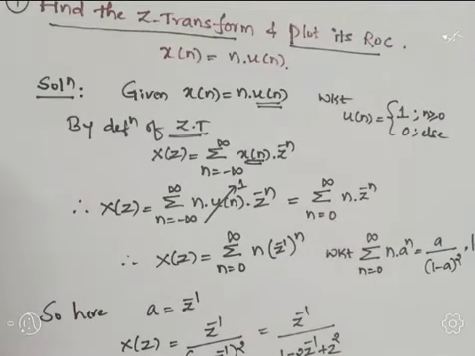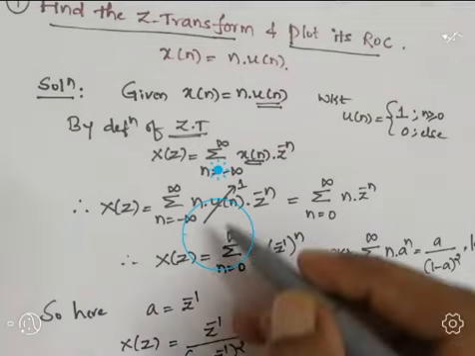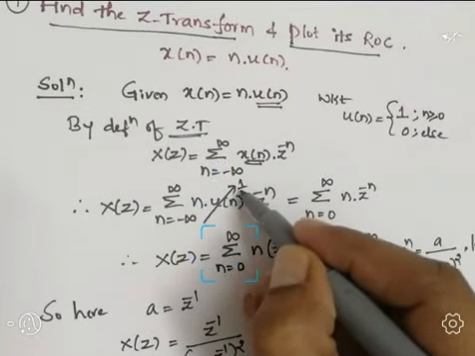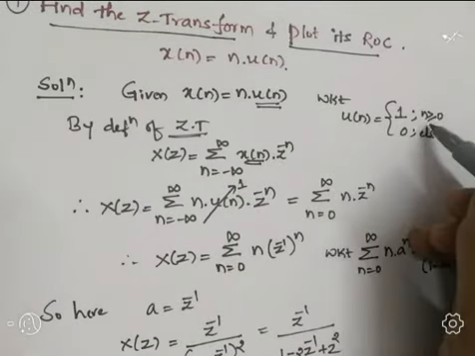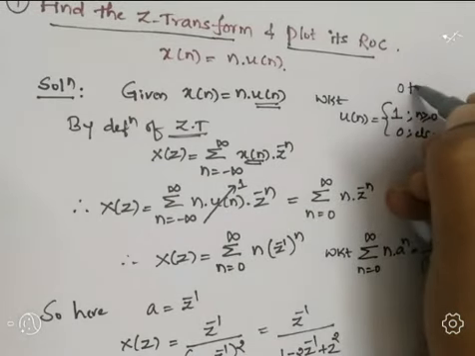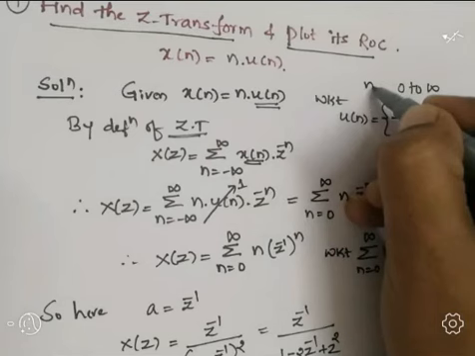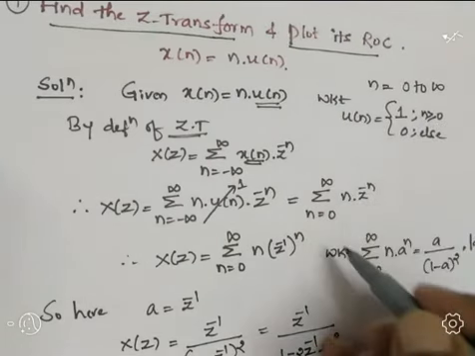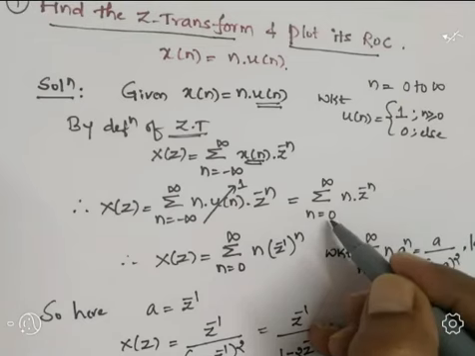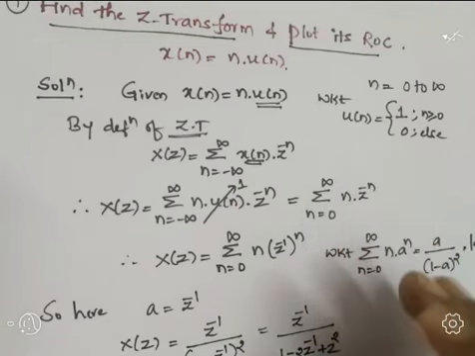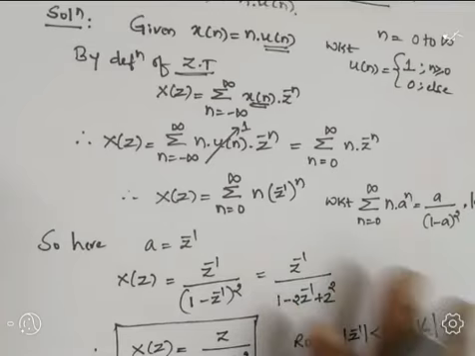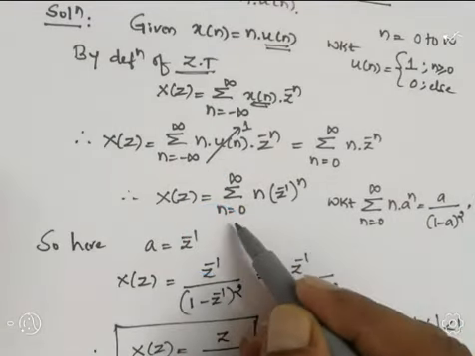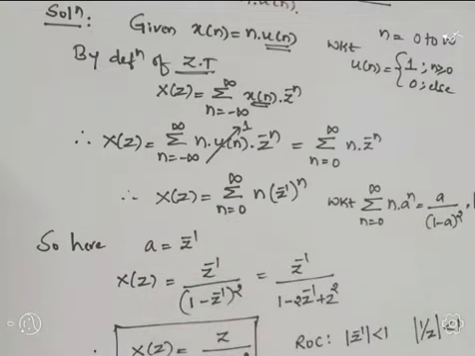Why are we changing the limits? Because u of n we are replacing by its amplitude 1. U of n has amplitude 1 for the duration 0 to infinity. The value of n lies between 0 to infinity, that is written as n greater than or equal to 0. Because of that reason, here I wrote n equal to 0 to infinity, n multiplied by z to the power minus n.